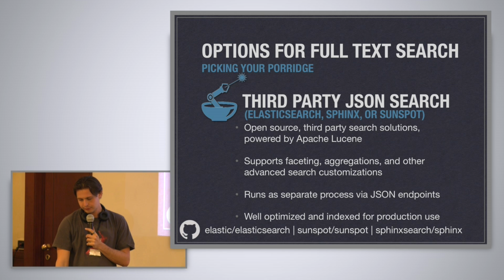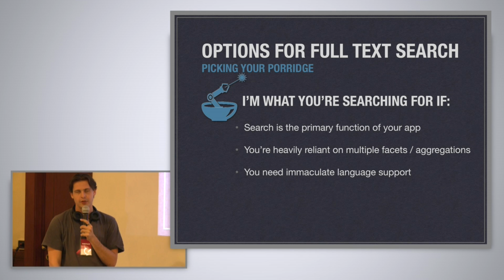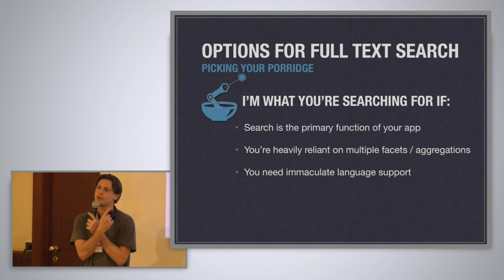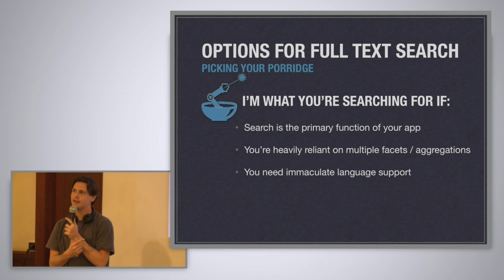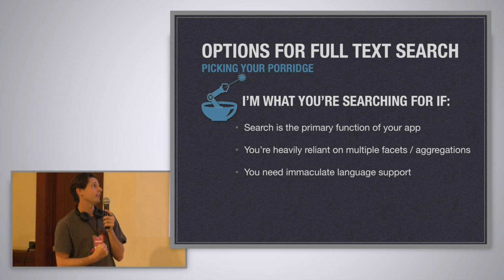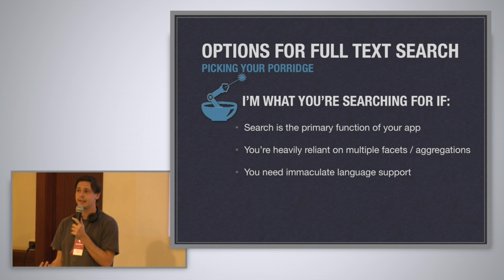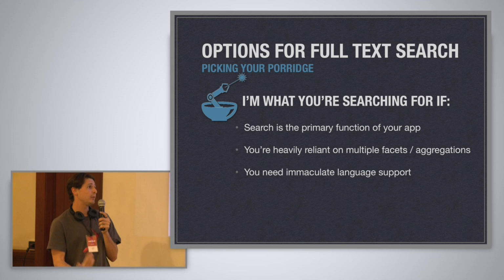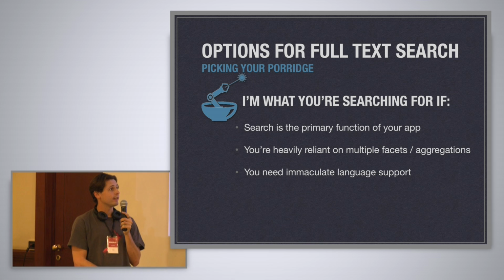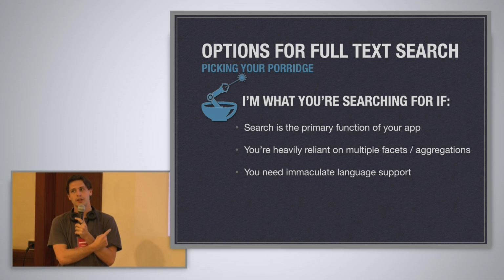And so there's a couple of drawbacks that you should be aware of. This is definitely the most powerful solution for search. And if your app is primarily dependent on search, if you've got a site like Airbnb or Expedia or something like this where most of the time what your user wants to do is search, you probably want to go with this.